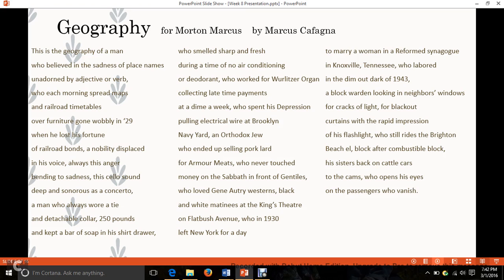who spent his depression pulling electrical wire at Brooklyn Navy Yard, an Orthodox Jew who ended up selling pork lard for Armour Meats, who never touched money on the Sabbath in front of Gentiles, who loved Gene Autry westerns, black and white matinees at the King's Theater on Flatbush Avenue, who in 1930 left New York for a day to marry a woman in a Reformed synagogue in Knoxville, Tennessee, who labored in the dim-out dark of 1943, a block warden looking in neighbors' windows for cracks of light, for blackout curtains with the rapid impression of his flashlight, who still rides the Brighton Beach L block after combustible block, his sisters back on cattle cars to the camps, who opens his eyes on the passengers who vanish.